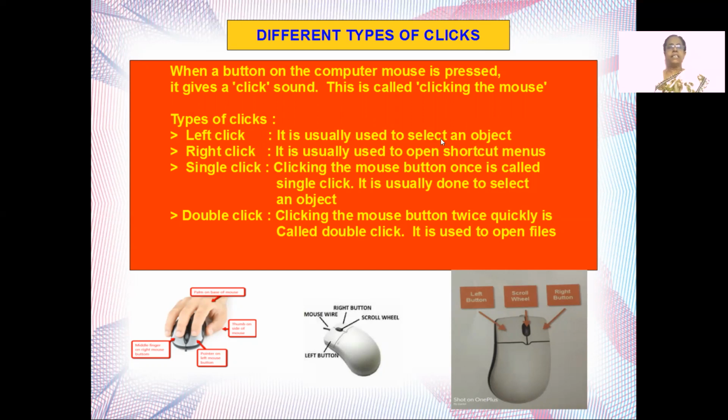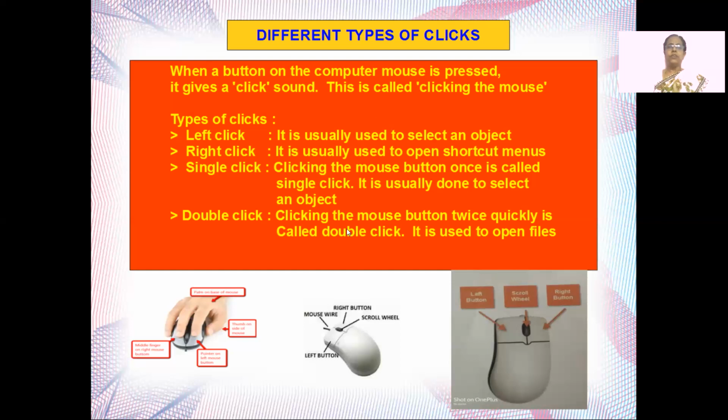So left click to select an object. I can select this box. And right click is a shortcut menu. Single click. What's a single click? When I click once, it's called a single click. Clicking the mouse button only once is called a single click. It is usually done when you want to select an object. I already told you, when you click with the left button once, you select an object.